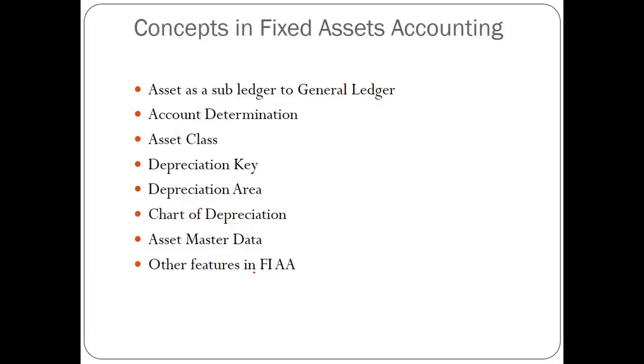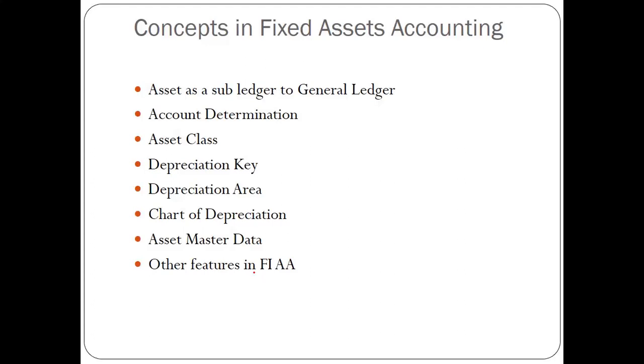We shall discuss the asset as a subledger to the general ledger. Just like a vendor is a subledger, a detailed ledger of accounts payable, and a customer is a detailed ledger of accounts receivable, similarly, individual assets are details of general ledger asset accounts. For example, in the general ledger, we have just furniture and fixtures. In individual asset accounting, we will have individual furniture and fixture items created and managed.